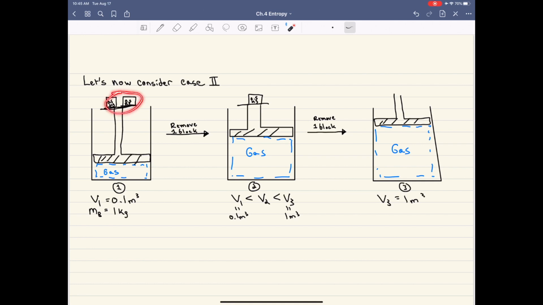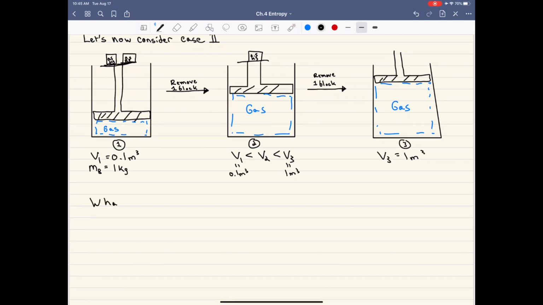Now that we have the second case in which we broke up our block into 2 equal masses, we want to calculate the total amount of work exerted by the system as the gas expands from state 1 to 2 and then from state 2 to 3. And then we also want to compare it to the backwards case, where we go from state 3 to state 2 and then back to state 1.